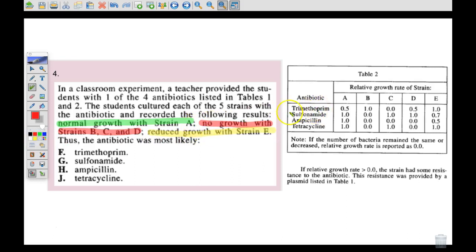So in order to figure out which antibiotic they're speaking of, I have to find the antibiotic that has no growth with B, C, and D. So I see that for B, C, and D, there's no growth for ampicillin, and that's not the case for any of the other options. But I also see that there was normal growth at a 1.0 for strain A, and that there was reduced growth for a 0.5 for strain E. So even though we figured out really quickly that ampicillin was the antibiotic that was the answer, we want to support our answers with other data as well. So to recap, the best answer for 4 is H.